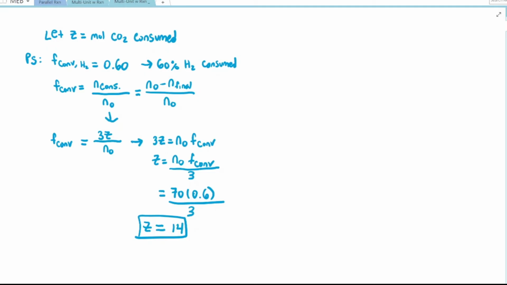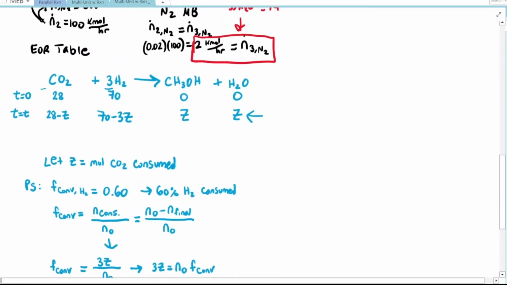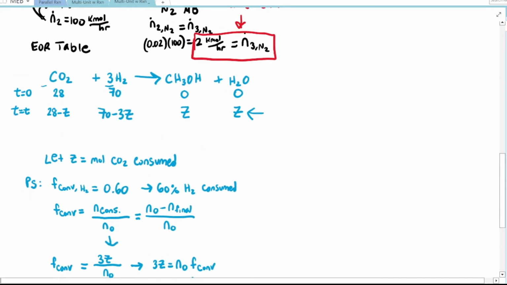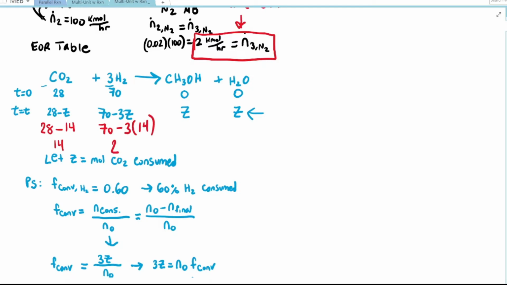Now that we've calculated Z and we've seen that it's 14, what we can do is go back to our extent of reaction table and calculate each of our flow rates in the exit stream. So for example, with carbon dioxide, we're going to get 28 minus 14, giving me 14. For hydrogen, 70 minus 3 times 14, and you'll get 28. And for methanol, you'll get 14, and water, you get 14.